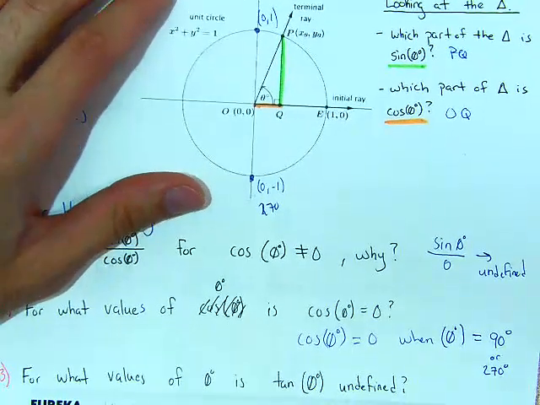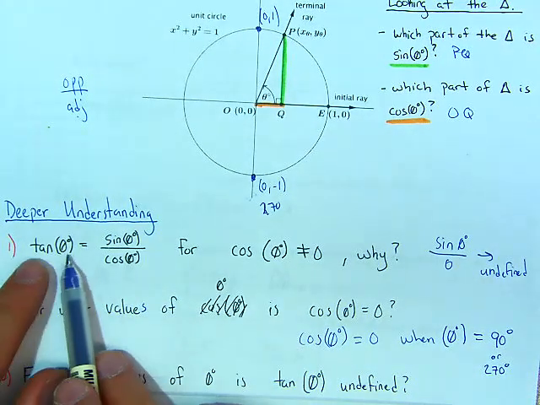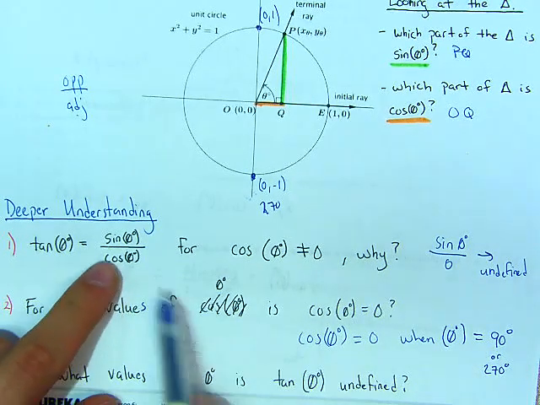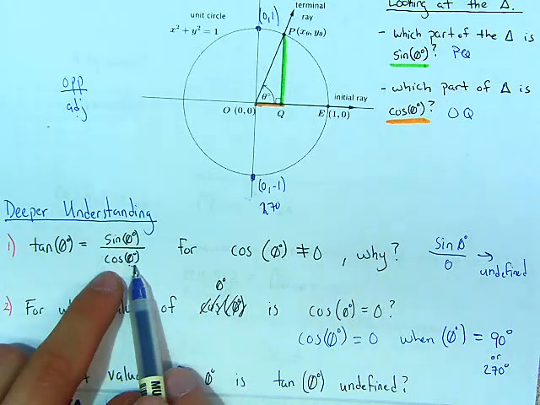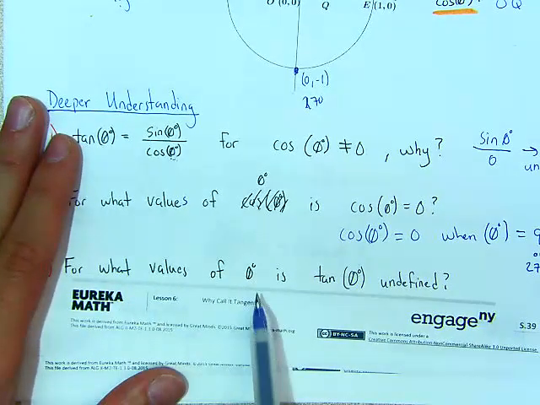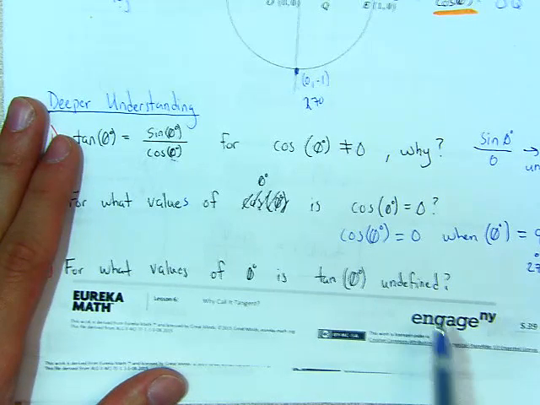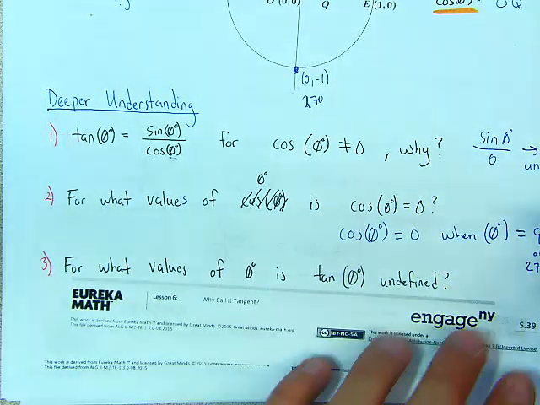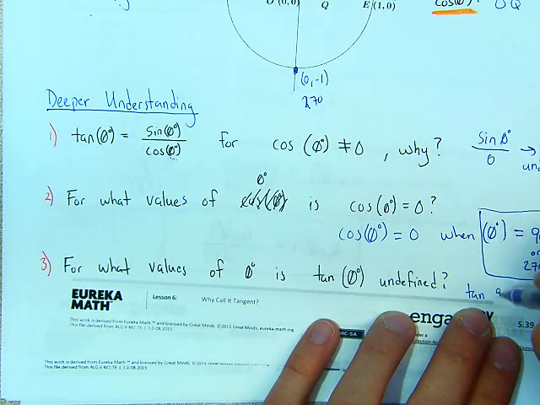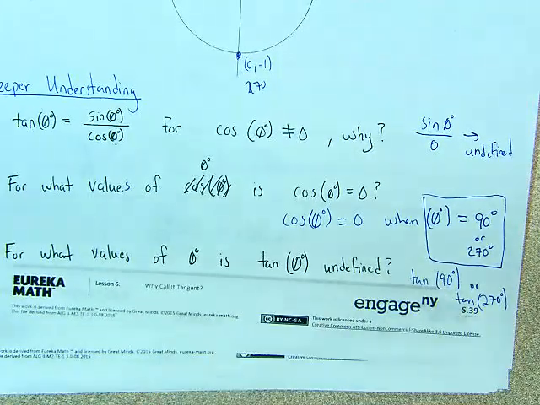So basically, if you have cosine of 90 or cosine of 270 on the bottom, that's not possible. And what about this? For what values of theta is tan theta undefined? Well, that's whenever you can't have tan of 90 degrees, or you can't have tan of 270 degrees. These two are not possible. You can't do it.